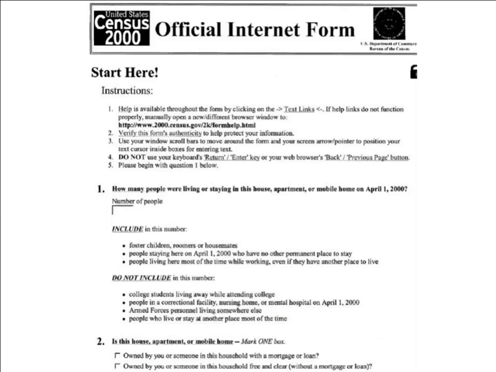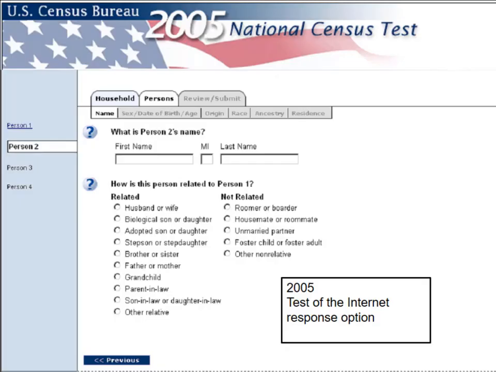The other big failure in 2010 was the internet response option. There was an internet response option in 2000. Only 42,000 people took advantage of it. It wasn't very well publicized, but it did work. And it was going to be the major thing for 2010. This is the 2005 National Census Test.